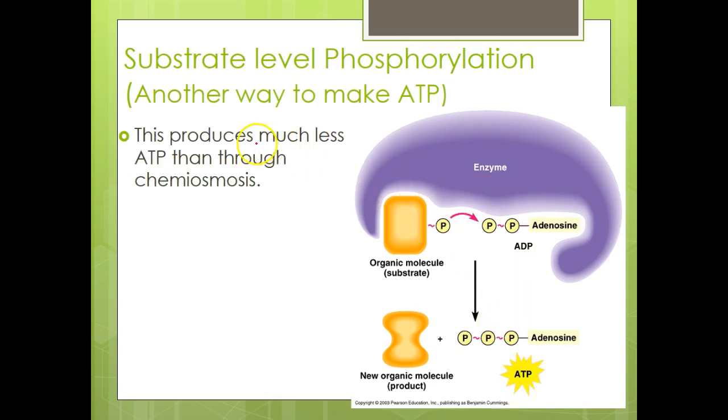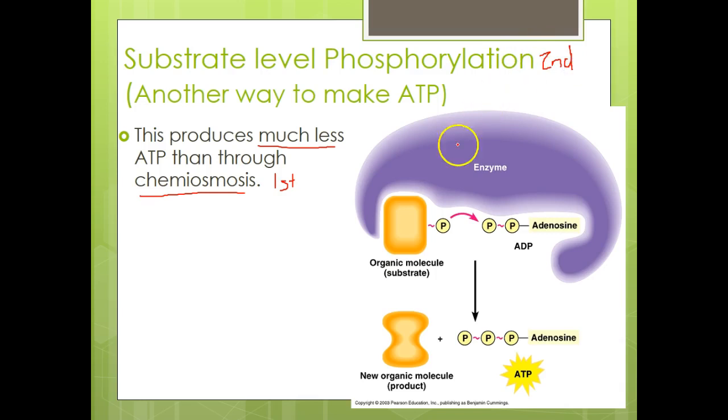It produces much less ATP though. It's a much simpler process. It happens anywhere the cell needs additional phosphate or additional ATP. But it doesn't produce near the quantities of ATP as chemiosmosis. Chemiosmosis is the first choice of ATP production. Substrate level phosphorylation is the second choice.